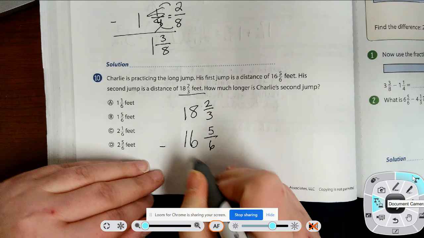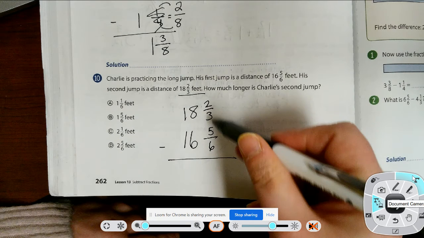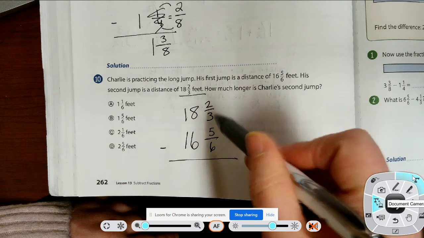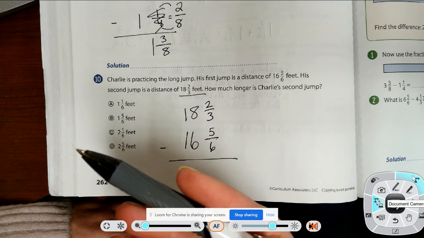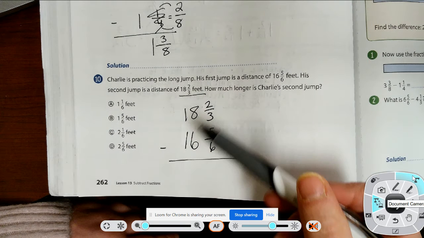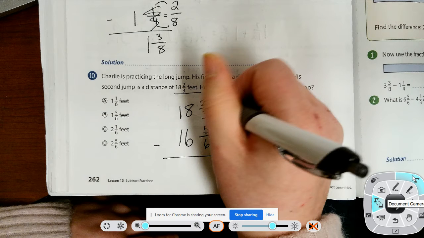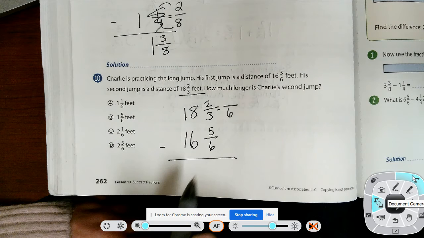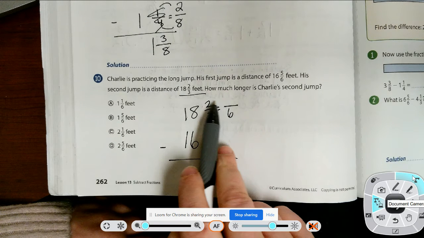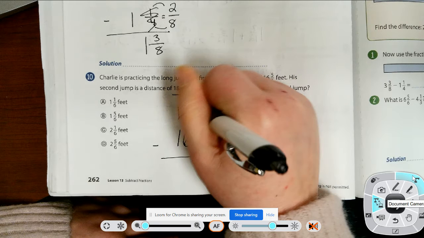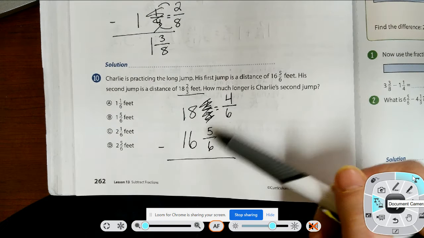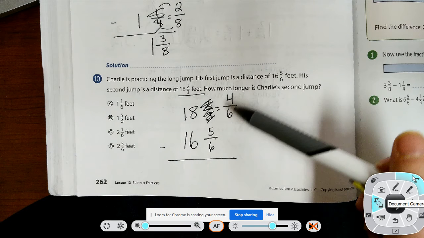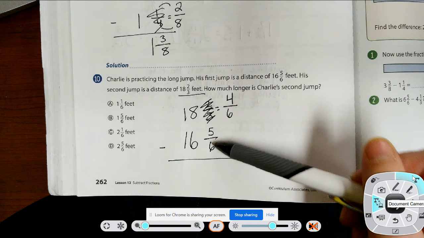Okay, we're subtracting. Remember, you cannot subtract when the denominators are not the same, because you have to find common denominators. I know that 3 and 6 have a common denominator of 6, so I have to change this one and keep this one the same. So 3 times 2 gives me 6, so 2 times 2 would give me 4. Uh-oh, we're running into that problem. I can't take 5 away from 4, right, guys? Because this number is bigger than this one, and I can't take a bigger number away.